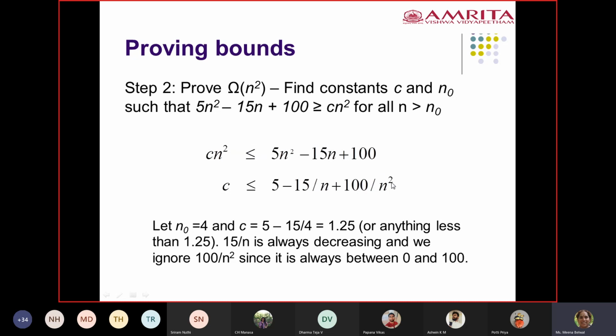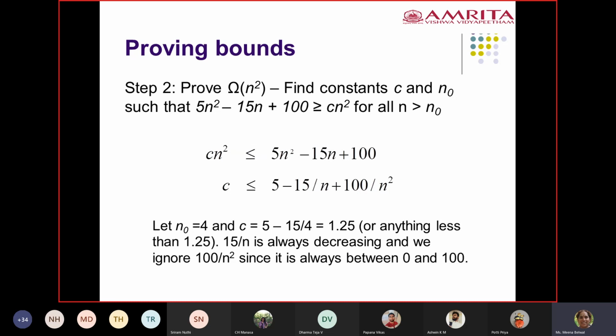So we are ignoring this, and from this term we are getting C equal to 5 minus 15 by 4. That is going to give me 1.25, or anything less than 1.25, because 15 by n is always decreasing. This is how we prove it: we get the value of C, and we also get the value of n0.